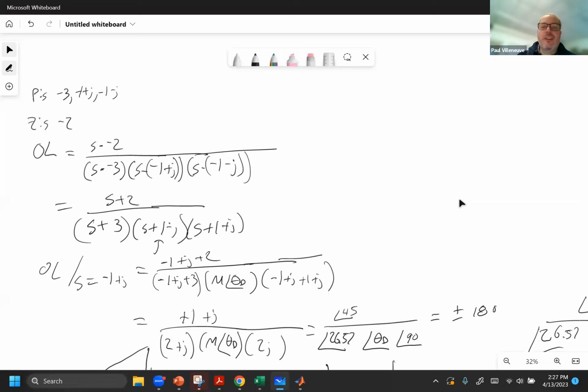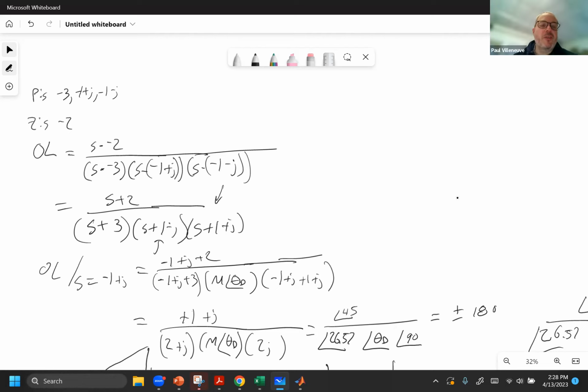How about Sean? Sean, do you have an idea how you'd solve that? No, I just got the zeros and the poles. I was trying to figure out the angles still. How did you start? Can you tell me how you started? I just got the zeros and the poles, and then I started to find the angles for the s plus 3 and then the s plus j.